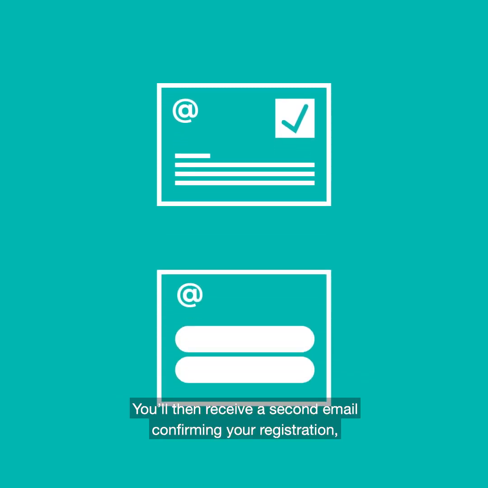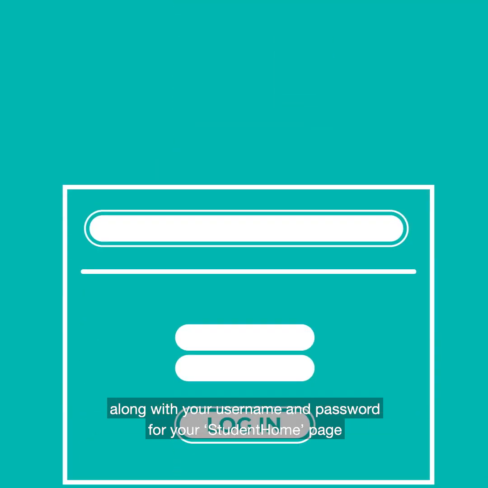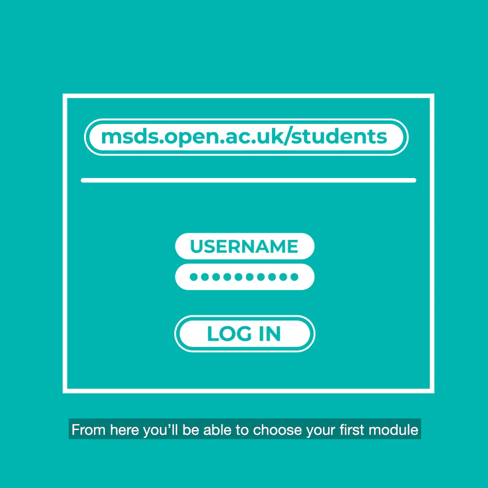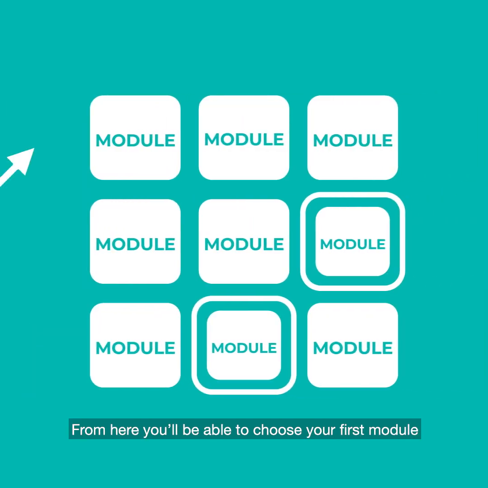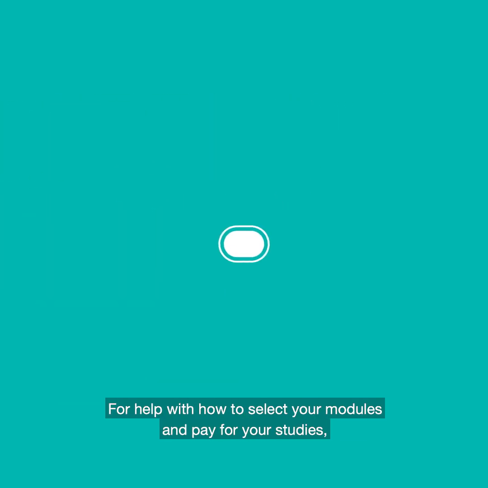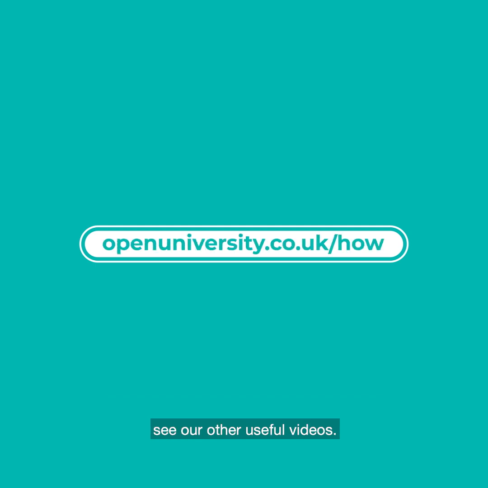You'll then receive a second email confirming your registration, along with your username and password for your student homepage, with instructions of how to log in. From here, you'll be able to choose your first module and confirm your payment method. For help with how to select your modules and pay for your studies, see our other useful videos.